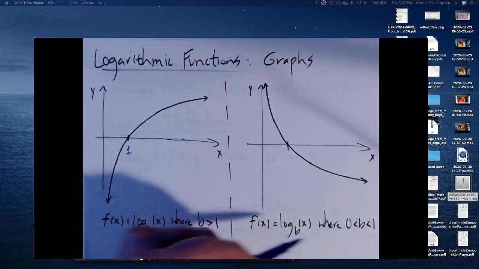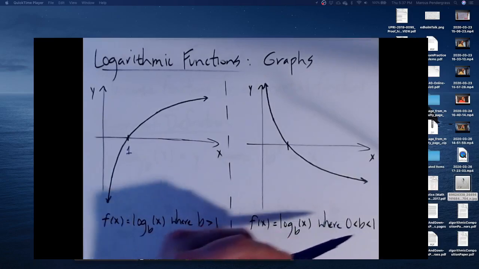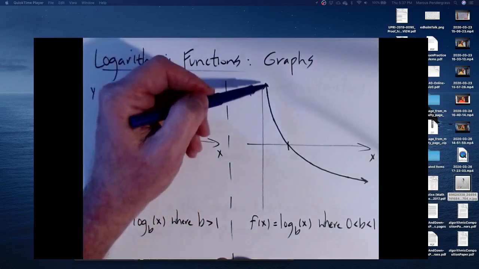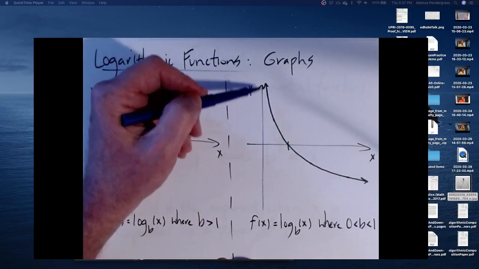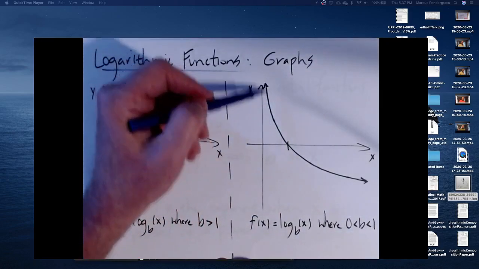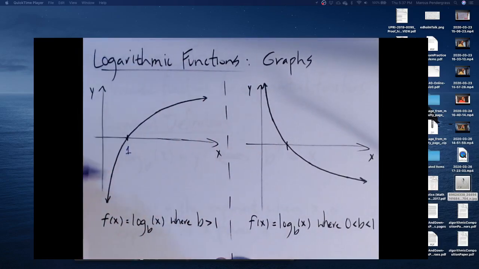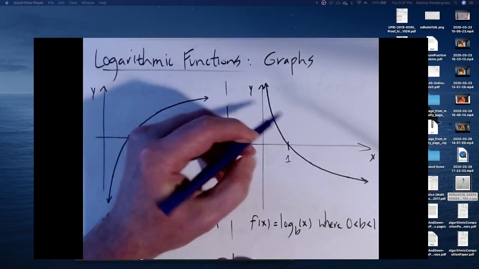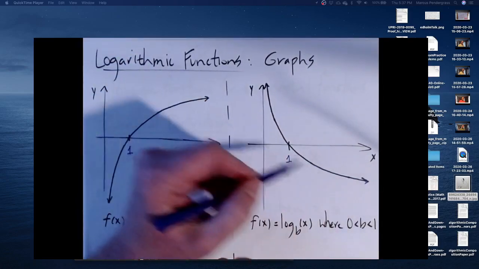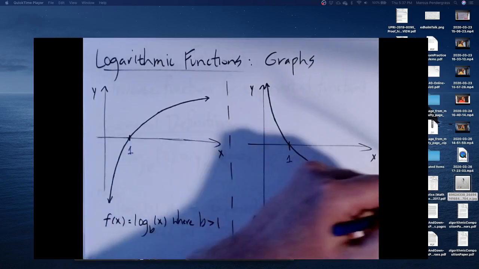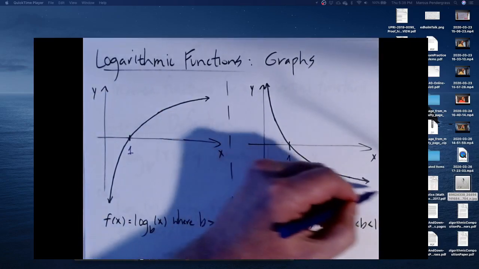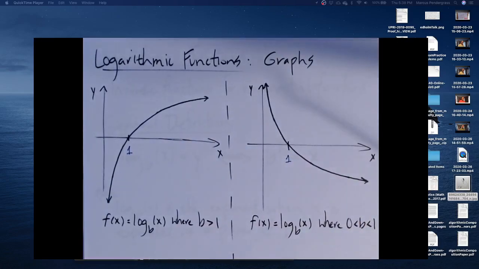But if the base b is between 0 and 1, again, the situation kind of reverses. You still have a vertical asymptote at the y-axis, but now the graph goes up the asymptote instead of down. You still have an x-intercept of 1, but the graph now is decreasing. And again, there's no horizontal asymptote for this function, but this decrease continues to happen, again at a very slow rate.